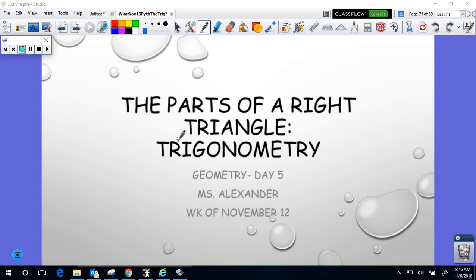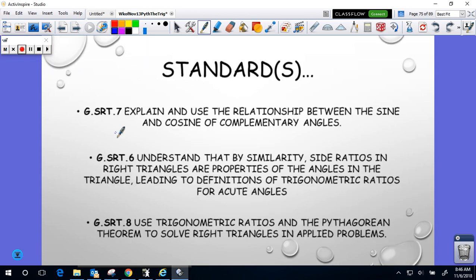So we're going to continue on with the practice that we did yesterday with finding the missing sides of a right triangle using trig functions. And we're still covering the same standards from yesterday. We're going to explain and use the relationships between sine and cosines of complementary angles. We're really not going to focus much on this, but we may hit it in the lesson some. We're going to understand what the ratios are, and we are going to talk about using these ratios to solve problems.